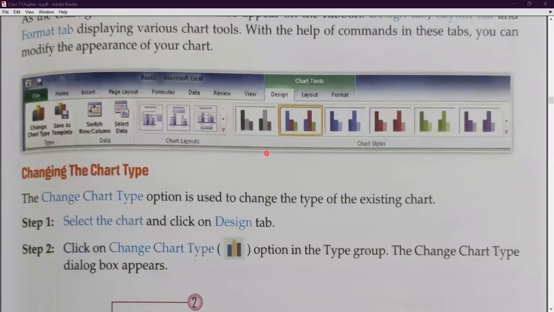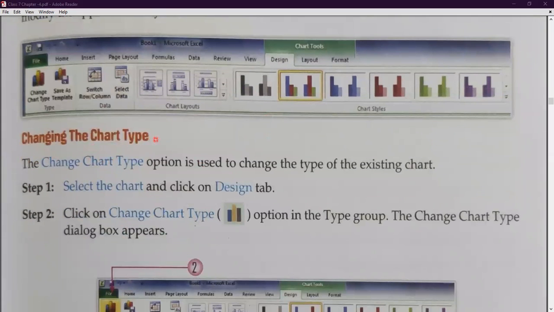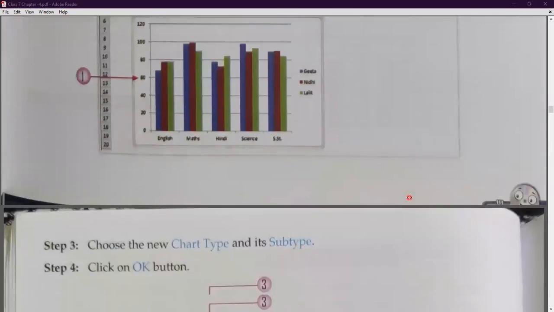So first of all, we will understand how we can change the chart type. The change chart type option is used to change the type of the existing chart. Supposing we are not going to work on vertical bars, and we want to change the chart type. So you will select the change chart type option, which can be found in the Design tab. So select the chart and click on the Design tab. Now step number 2 is the change chart type option in the Type group. And then you have to select the appropriate chart according to you.